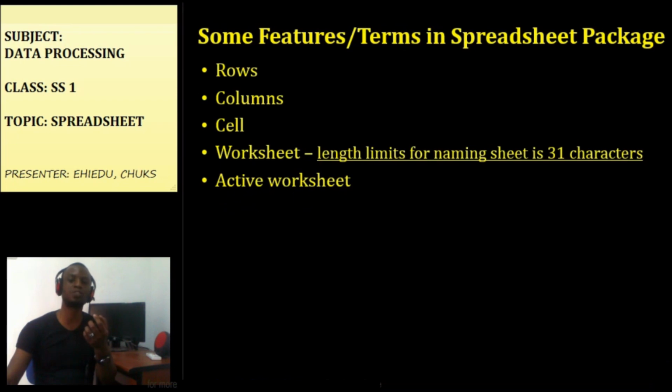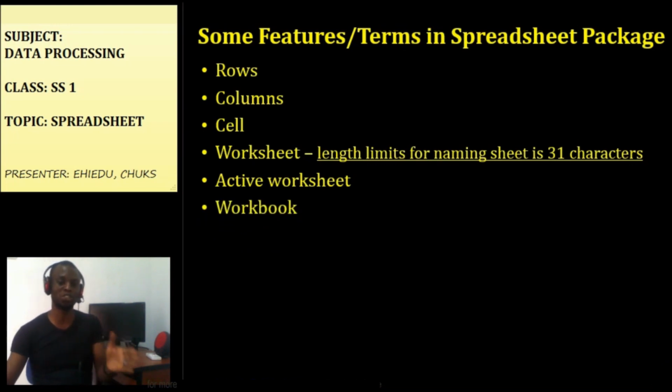Now if you have 3 sheets open, the sheet you're currently working on, you can refer to as the active sheet or active worksheet. Now a collection of these worksheets, your sheet 1, your sheet 2, your sheet 3, is actually what gives you the workbook. Once you open a spreadsheet package or you open Microsoft Excel, for example, you have opened the workbook. So the workbook is where you have your worksheets, and that's where the activities go on.